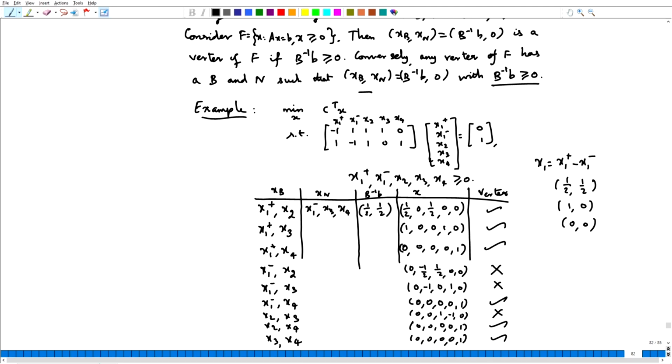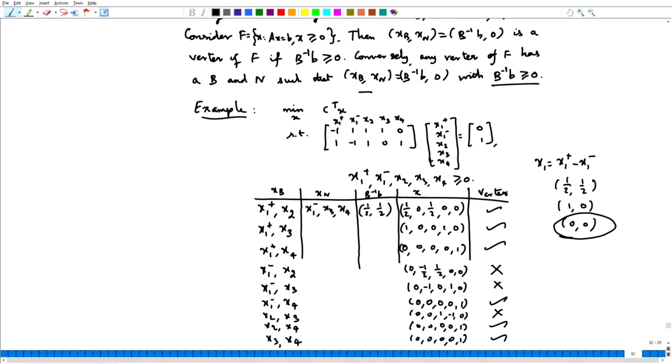So you have 4 pairs of basic variables that gives you 0 comma 0: x1 plus x4, x1 minus x4, x2 x4, x3 x4. So whenever you include x4, basically you are getting the vertex 0 comma 0. But the other 2 vertices, half half and 1 0, just came because of x1 plus x2 and x1 plus x3. So I think this is now clear.